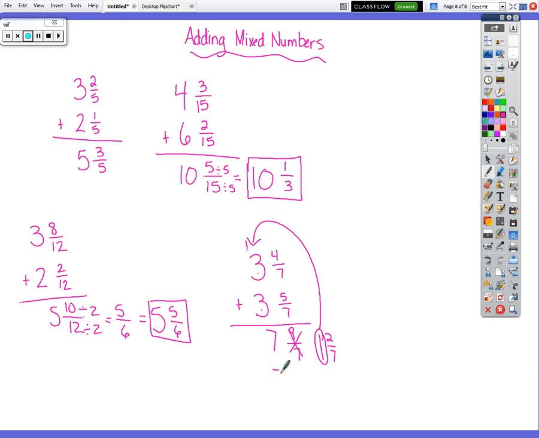So my final answer is going to be 7, and I'm going to come over here and get that fraction, 7 2/7. So that's why we always start with the fraction part first, in case we need to carry it. So when you add it, if it is an improper fraction, you need to carry. Let's do another practice.